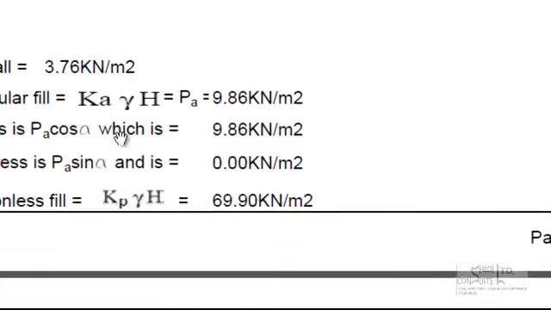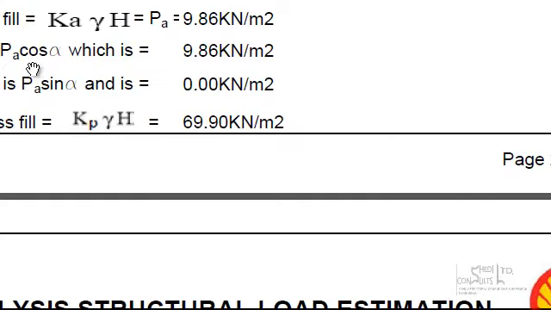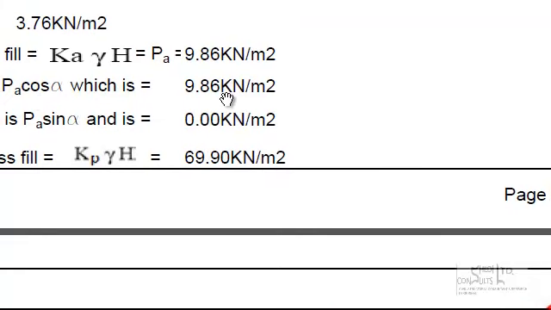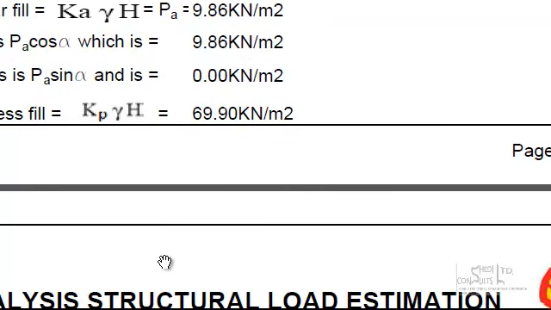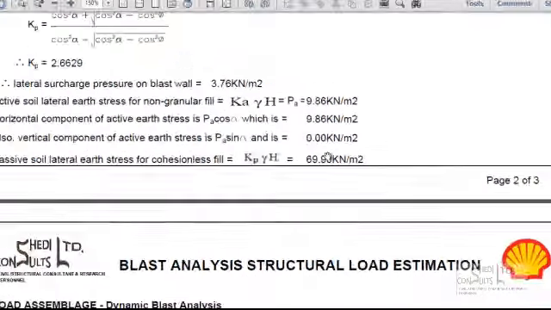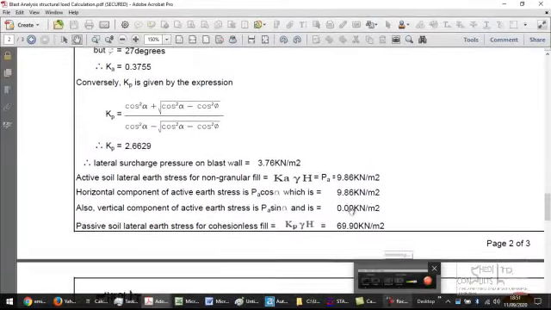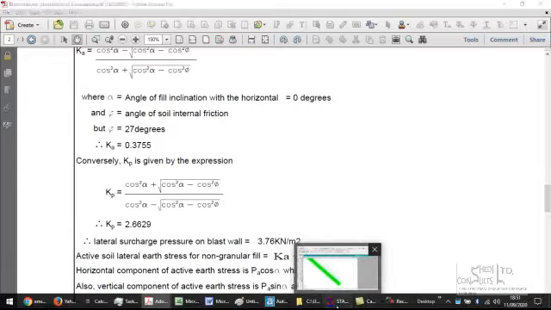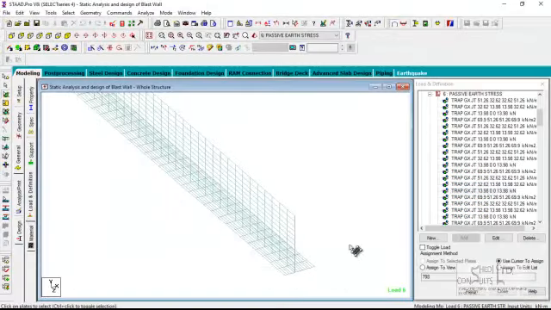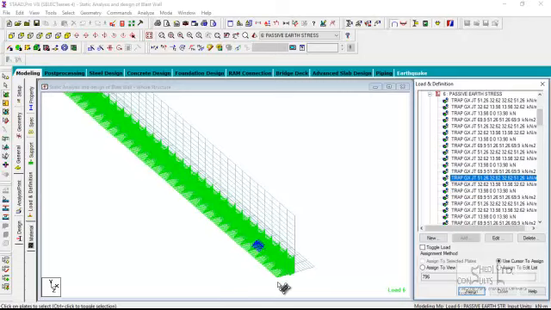Okay, this is the expression, and then the horizontal component of that is what you get to see as this. This is the passive earth stress for a cohesionless fill. It is 69.9. So that's the maximum passive earth stress because it varies from 0 at the soil surface to that value. So this is what we get to see for the passive earth stress.